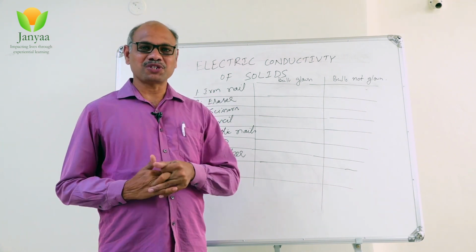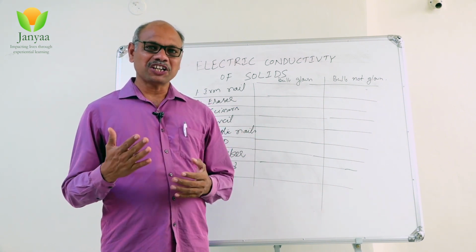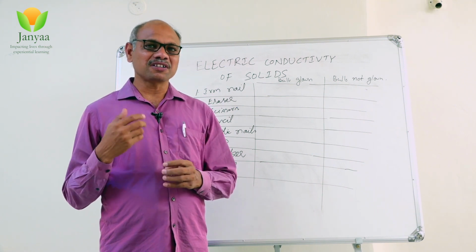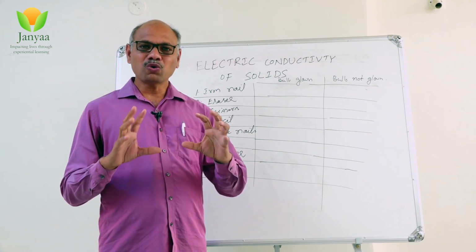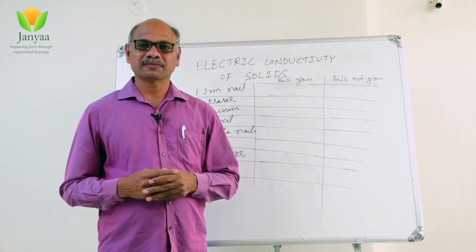Have you ever observed the things around you? The things may be in solid form, liquid form or gaseous form. Can you name some of the substances or things which are in solid form? Do all these substances allow the current to pass through them? Have you ever checked?